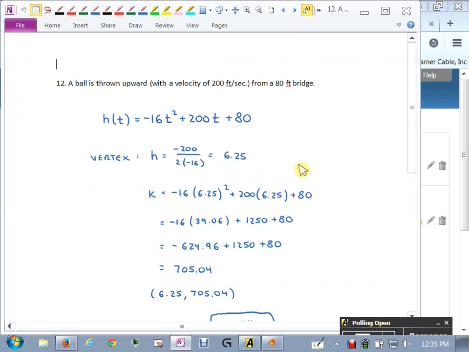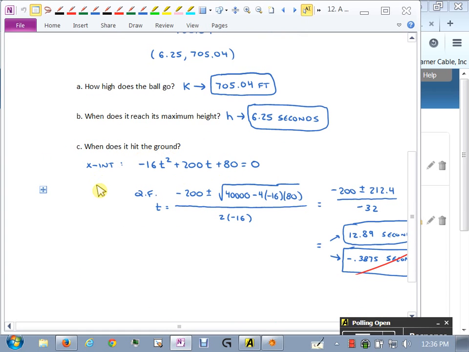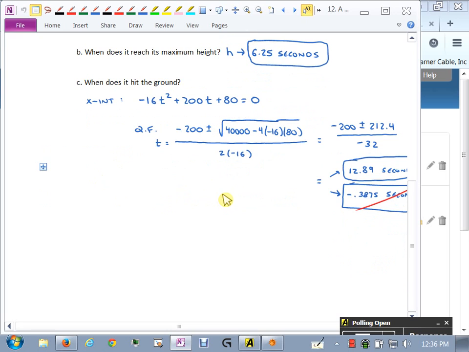A ball is thrown upward with a velocity of 200 feet per second from an 80-foot bridge. Same problem we did earlier, different numbers, right? How high does the ball go? That's the K. When does it reach the max height? That's the H. When does it hit the ground? That's the X-intercept. Use quadratic formula.